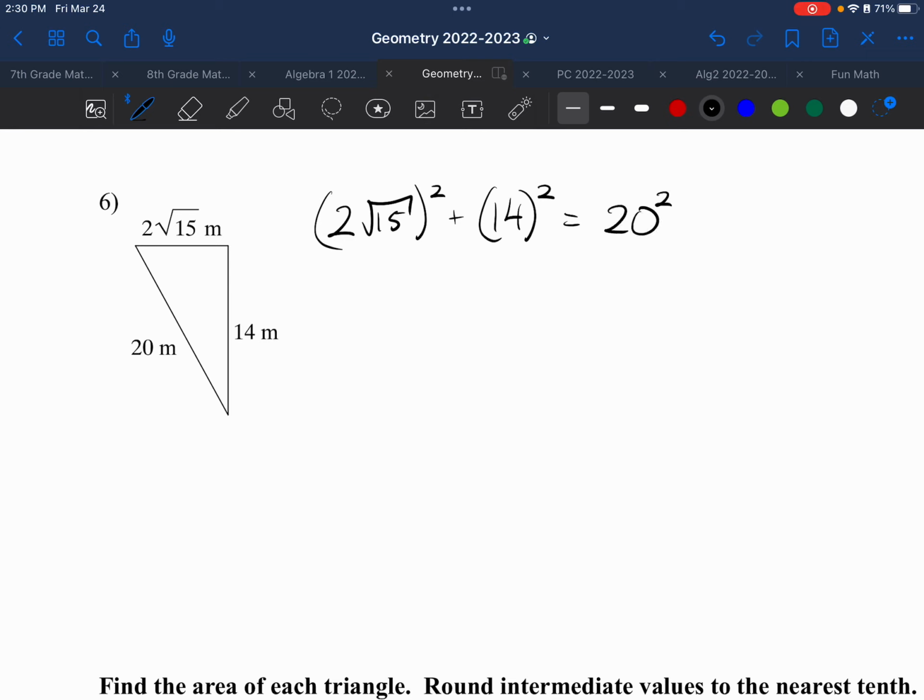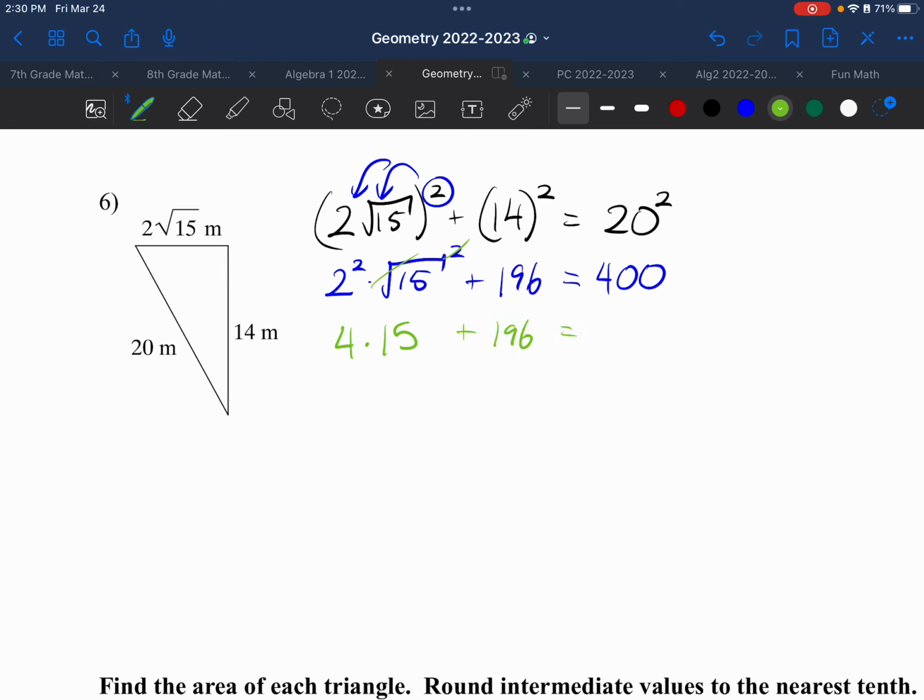Big squared. And just remember that the 2 gets distributed to both of these. So I'm going to have 2 squared times, not plus, times the square root of 15 squared, plus 196, equal to 400. Just as a reminder, square root and squares cancel each other out. So this is going to be 4 times 15 plus 196 is equal to 400. I don't know how to multiply by 4, but I know how to multiply by 2 twice. So multiply 15 by 2, 30. By 2 again, 60. So it's going to be 60 plus 196 is equal to 400. And then from here, I'm going to get 256 is equal to 400.